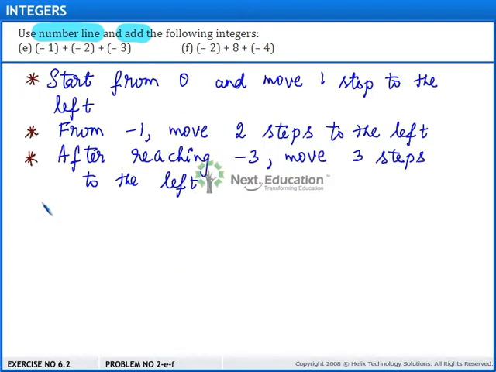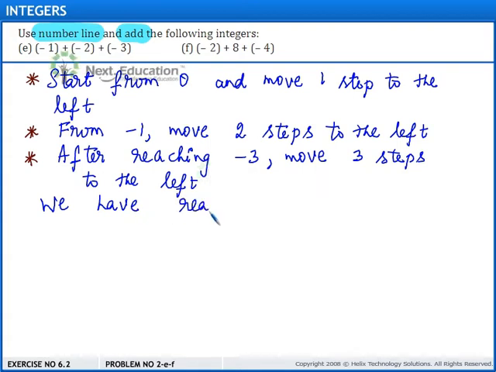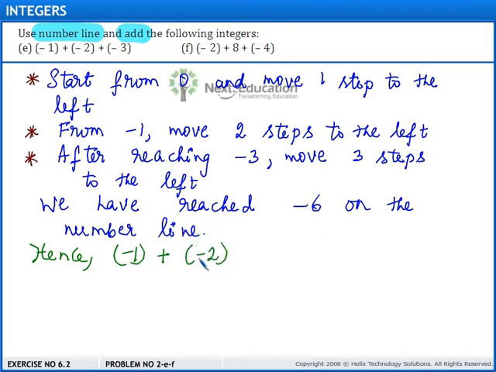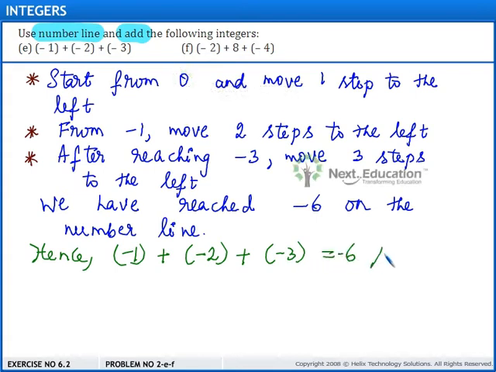Let us write it down. We have reached -6 on the number line. Hence, -1 plus of -2 plus of -3 is equal to -6. This completes part E.